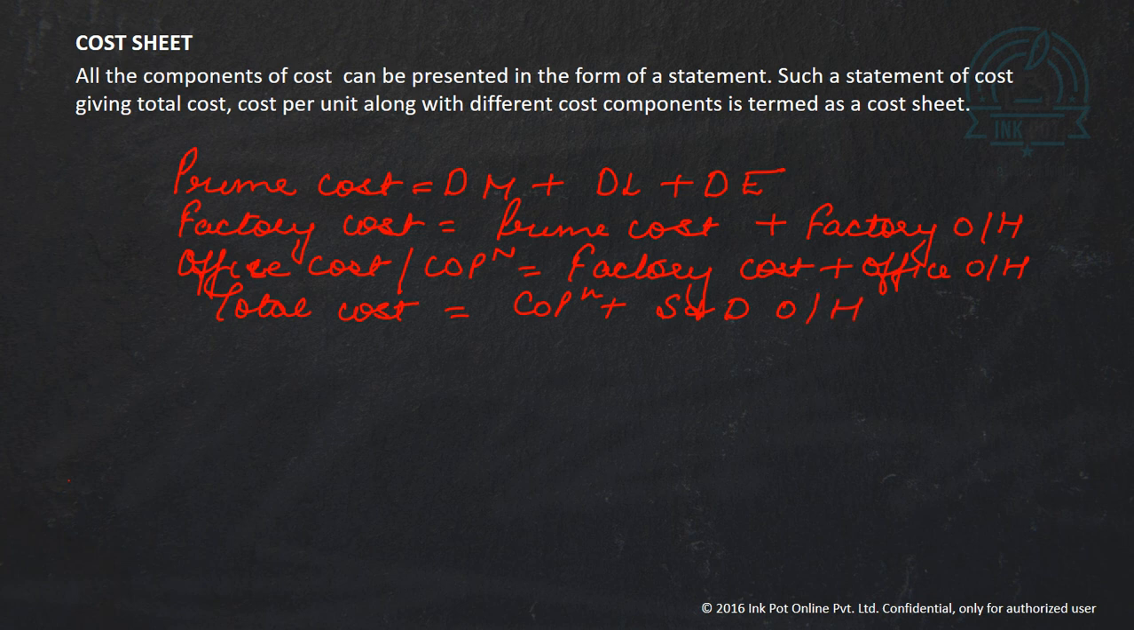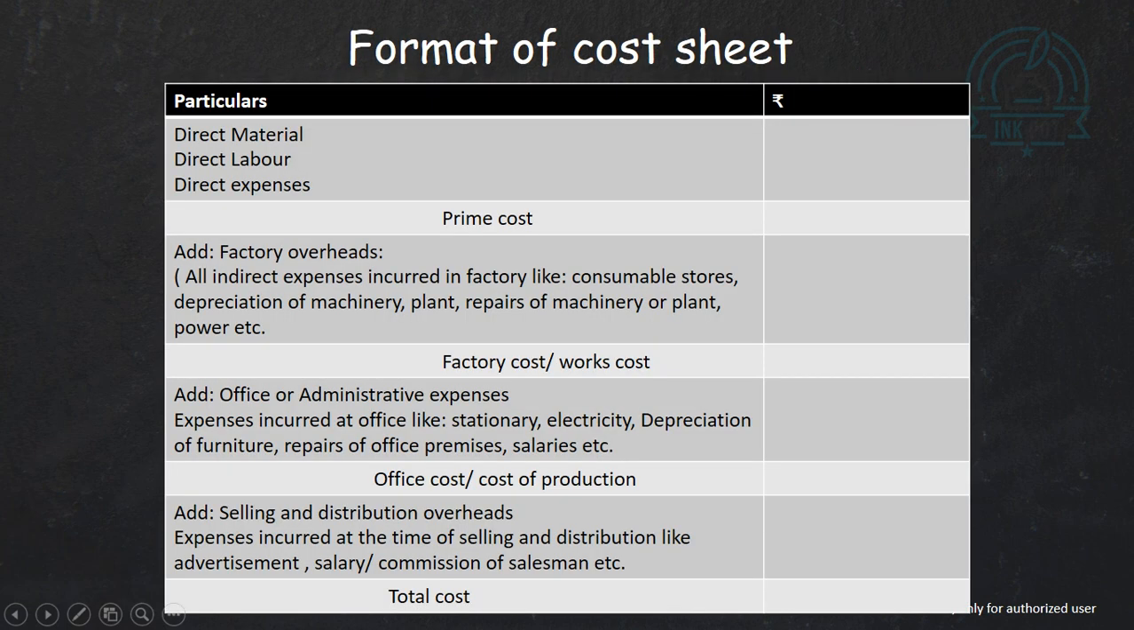So these are the four components of cost, and cost sheet comprises of these four components in order to calculate the total cost. And when we divide the total cost with the number of units produced, that is our output, we get cost per unit. So cost sheet helps in calculating the total cost and the cost per unit of a product. This is the format of cost sheet.